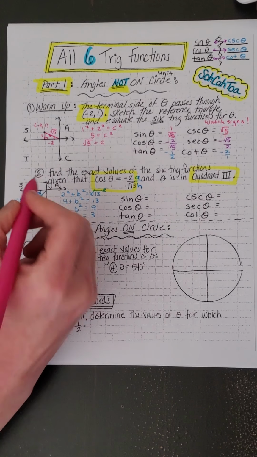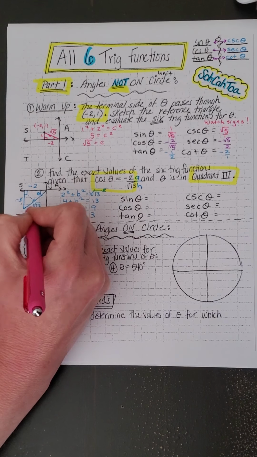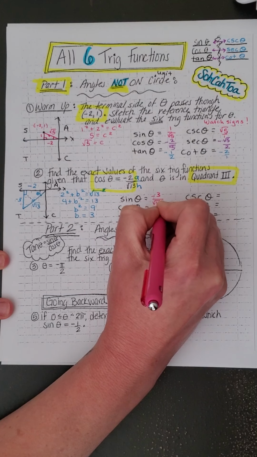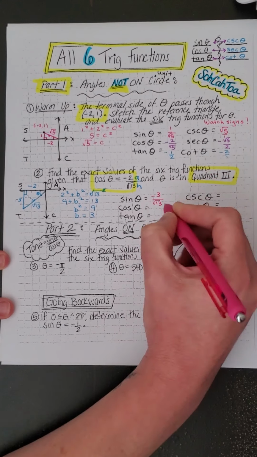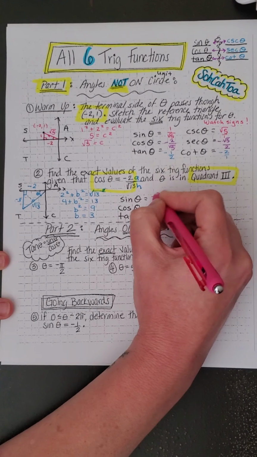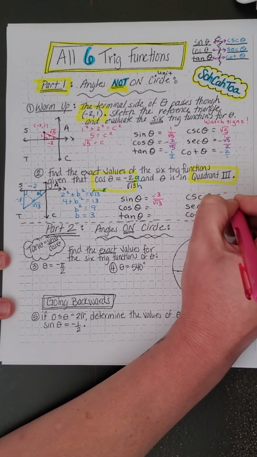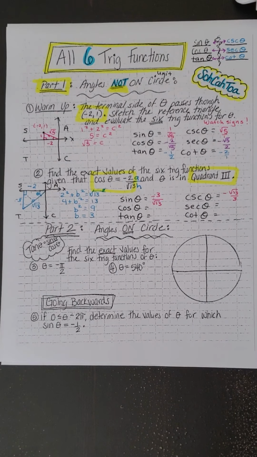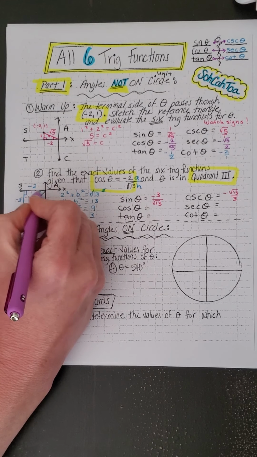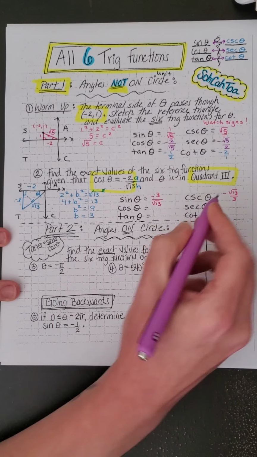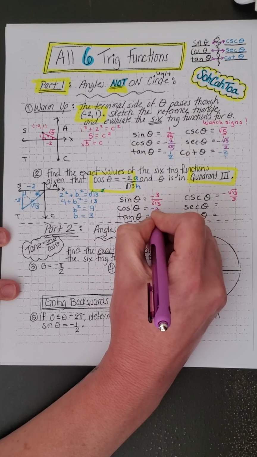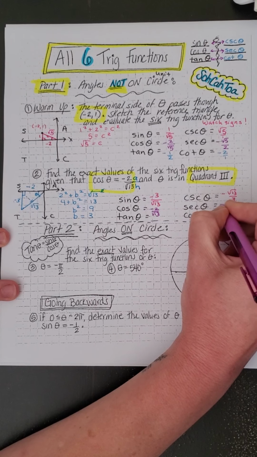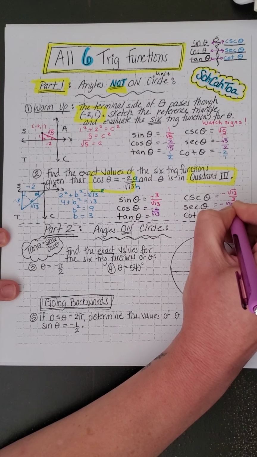All right, so sine. Sine would be opposite over hypotenuse, which would be negative 3 over square root 13. And that tells me that cosecant will be the reciprocal of this, which would be negative square root 13 over 3. All right, next one would be cosine. Cosine is adjacent over hypotenuse, right? They already gave it to us, though. That was negative 2 over square root 13. And so secant would be the reciprocal, which would be negative square root 13 over 2.